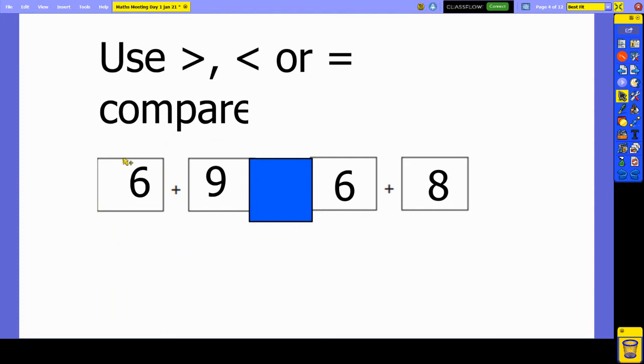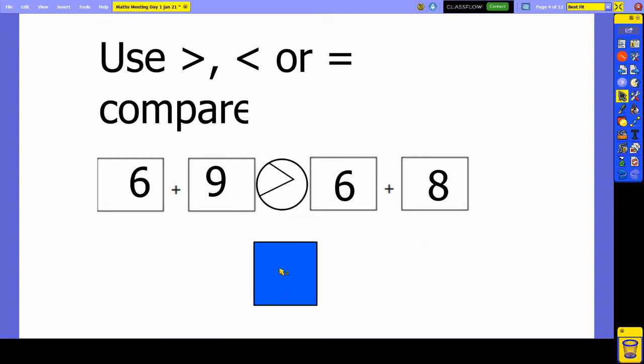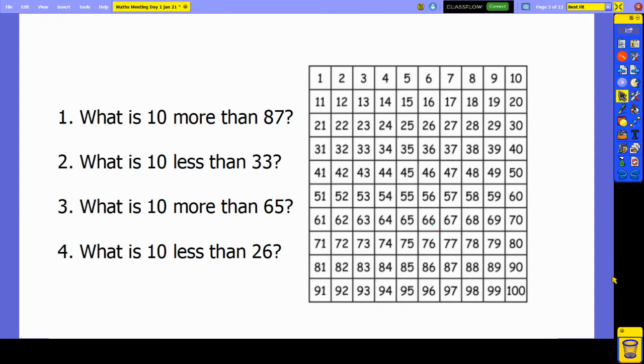So I have worked out that 6 plus 9 is 15 and 6 plus 8 is 14. Therefore, the correct symbol here, brilliant. Well done, guys. So 6 add 9 is greater than 6 add 8. Fantastic. Okay, I've got my 100 grid here.